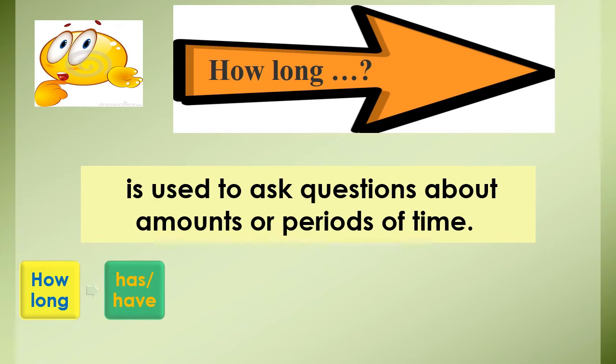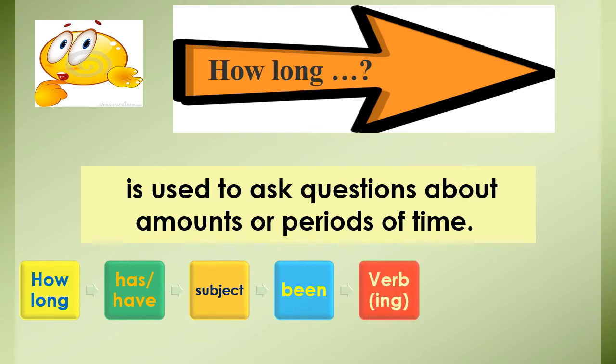has or have, subject, been, verb with ing, complement, and at the end question mark. At the first, how long, has or have, according to the subject, then been, verb with ing, complement, and at the end of the question we write, very good, question mark.